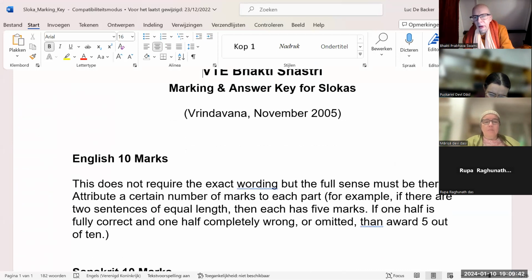So for the English translation, or in another language, the principles for marking are here. This does not require the exact wording, but the full sense must be there. Attribute a certain number of marks to each part. For example, if there are 2 sentences of equal length, then each has 5 marks. If one half is fully correct and the other half completely wrong or omitted, then award 5 out of 10.